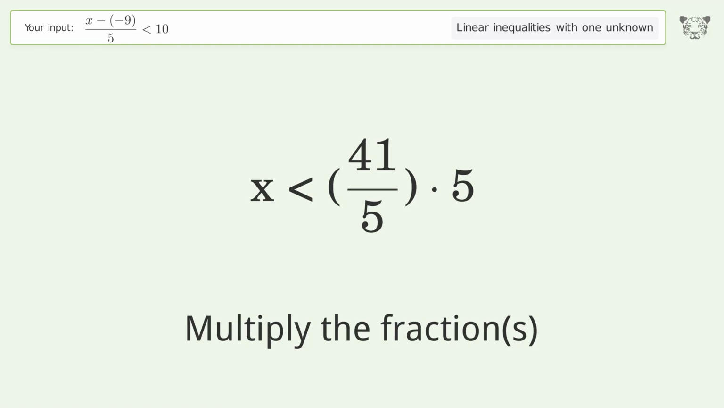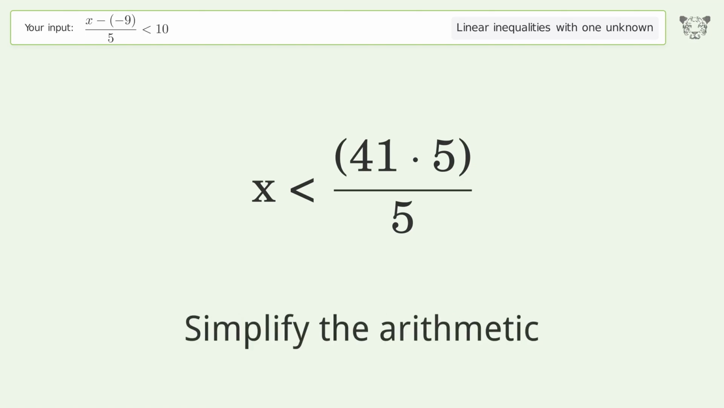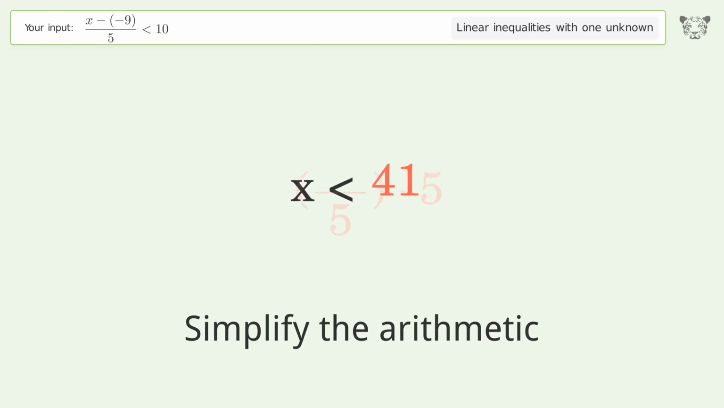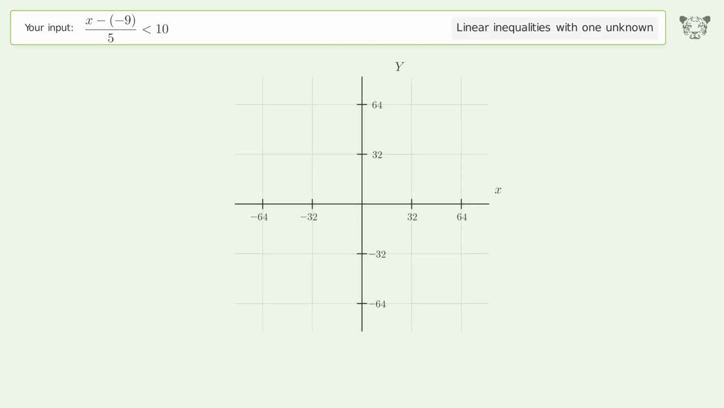Multiply the fractions. Simplify the arithmetic. Plot the solution on a coordinate grid. And so the final result is x smaller than 41.